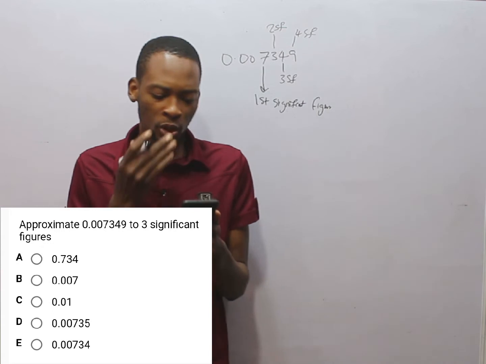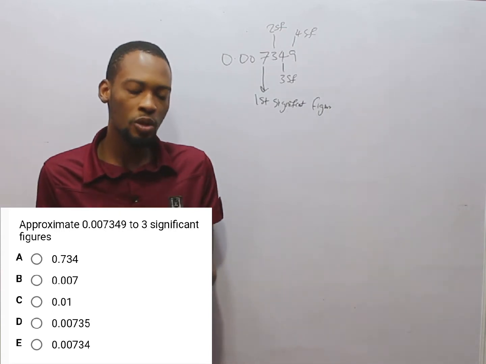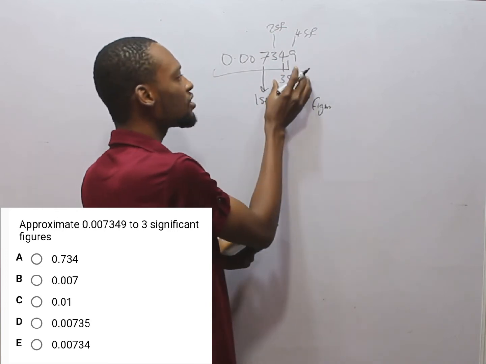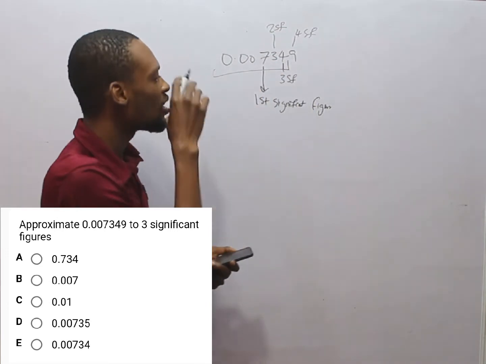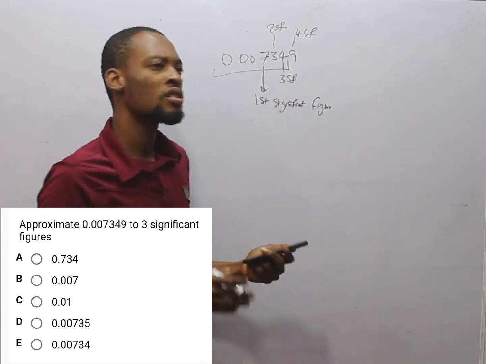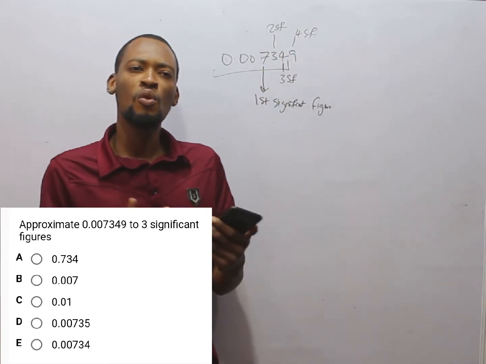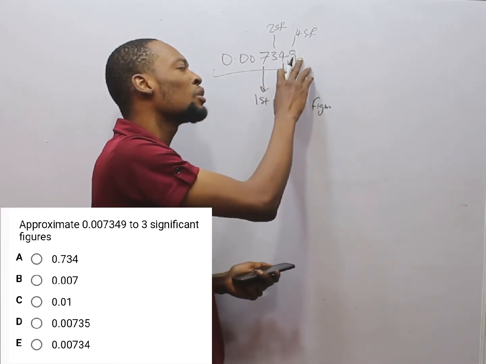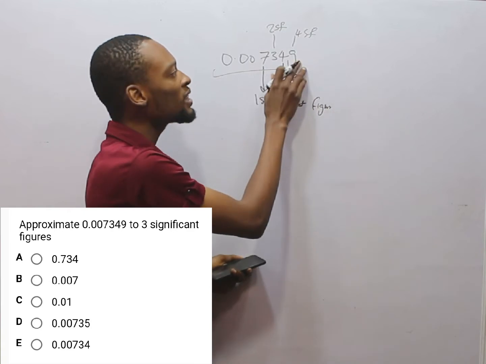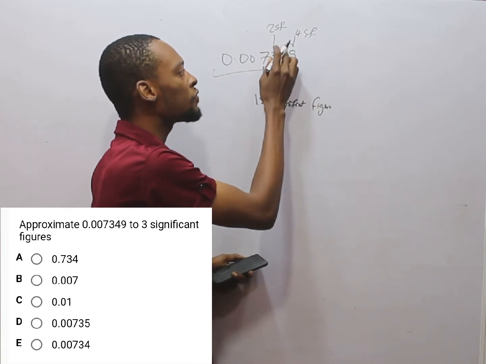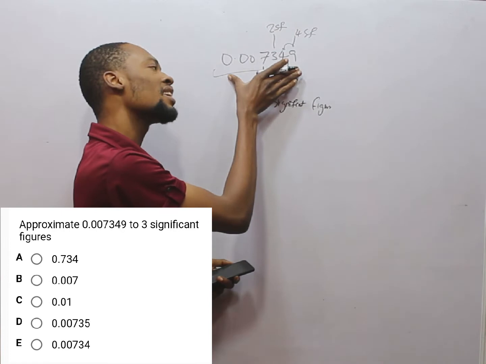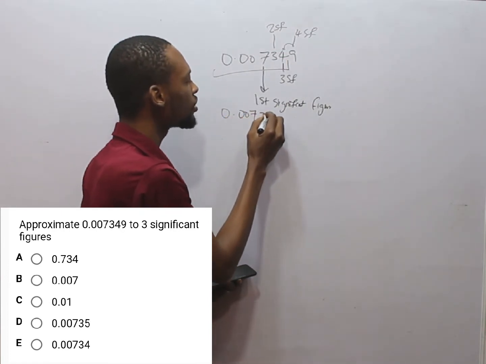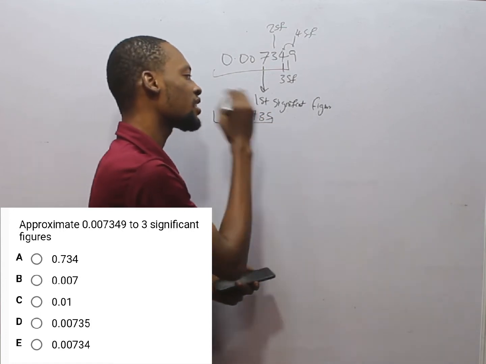We are asked to approximate it to 3 significant figures. In other words, we are asked to stop here since this is 3 significant figures. What happens to this last one? Should we throw it away? We can only throw it away if it is not more than 4. Since this last number is more than 4, 9 for that matter, we simply take one from it and add here to give you 5. So this number to 3 significant figures is 0.00735. This is the answer.